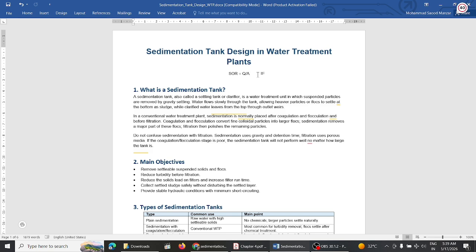Now if this particular term is lower, it means better settling. If it is higher, the particle will escape and go to the outward tank or the outlet. If the water rises upward slower than the particle settling velocity, then the particle will settle down.